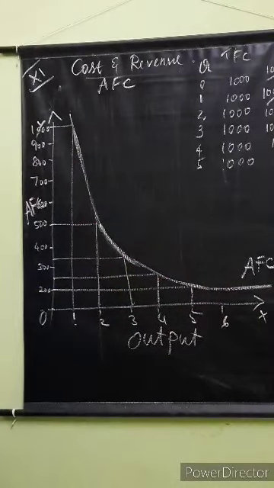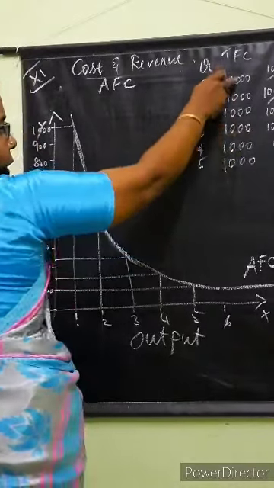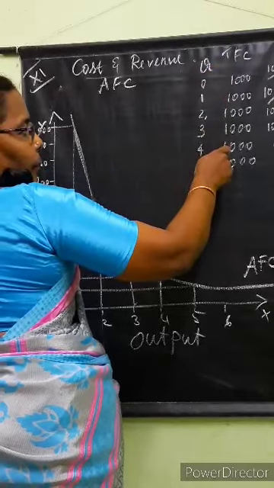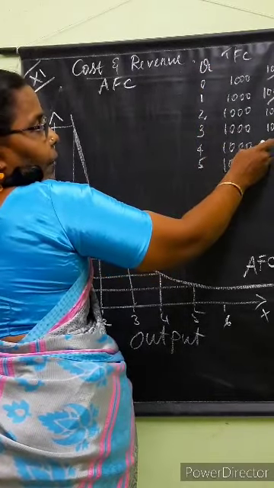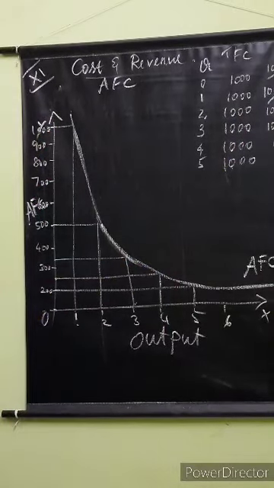Do you understand? Based on this tabular column, the fixed cost remains constant, so there is no change in the fixed cost. Based on the quantity, I have calculated the average fixed cost. Will you be able to understand, girls? So this is the curve for average fixed cost.